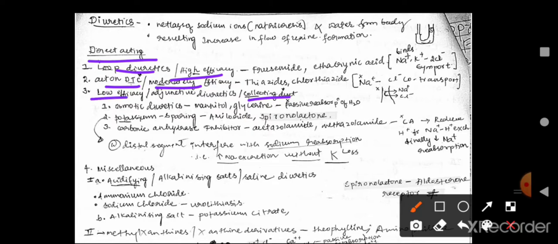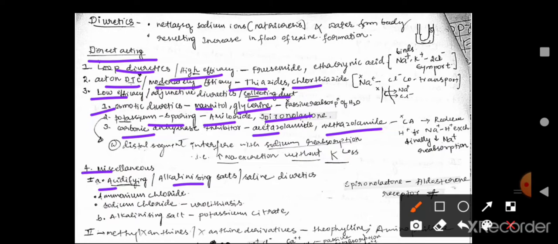Examples for these loop diuretics are furosemide and ethacrynic acid. And examples for the drugs which act on the distal convoluted tubule are thiazides and chlorothiazides. And the drugs which act on the collecting ducts are again classified as osmotic diuretics such as mannitol and glycerin, potassium sparing diuretics such as amiloride and spironolactone, and carbonic anhydrase inhibitors such as acetazolamide and methazolamide. And a miscellaneous class of drugs which contains acidifying and alkalizing drugs.